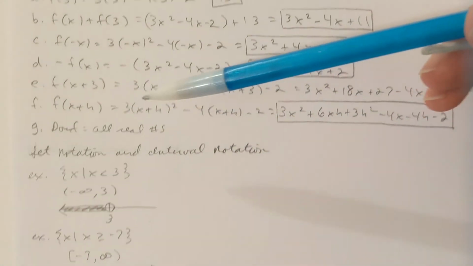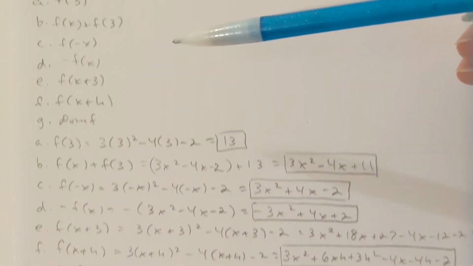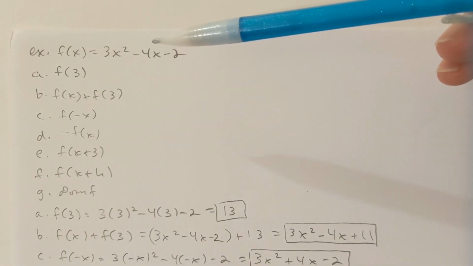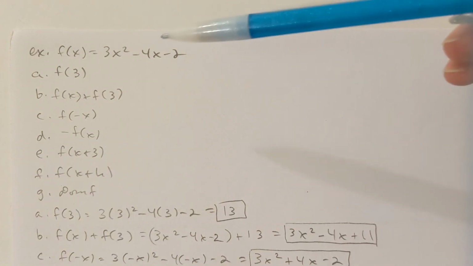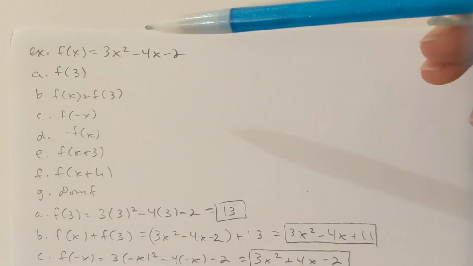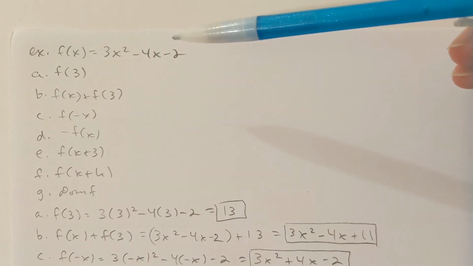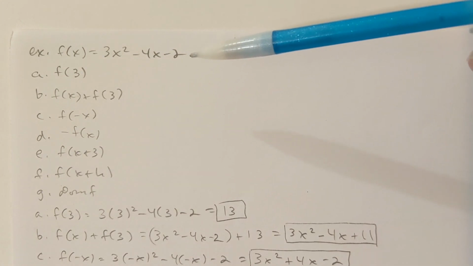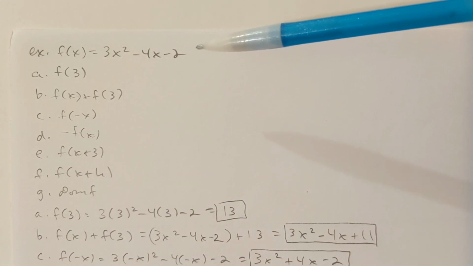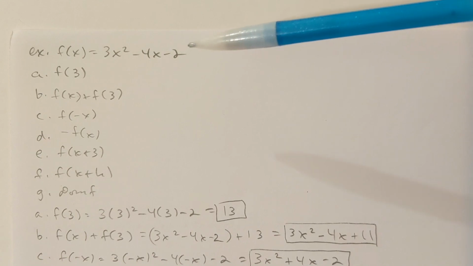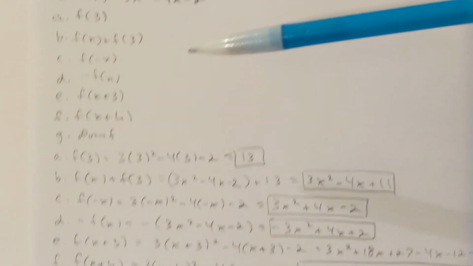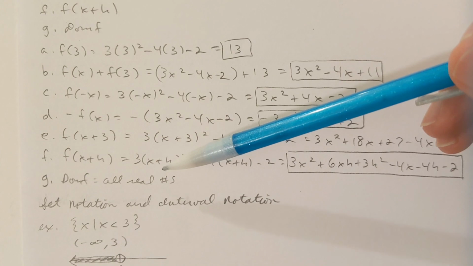Part G, the domain of f. F is saying whatever the function is, I'm going to square the function. I'm going to take 3 times the function. I'm going to subtract 4 times the function, and then subtract 2. Well, I can do that to any number, x. So x would be all real numbers.